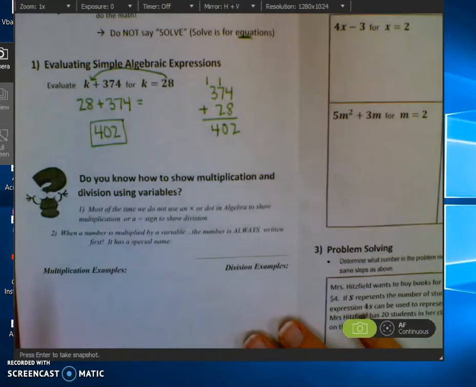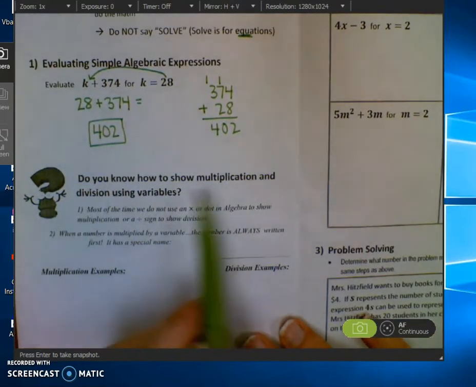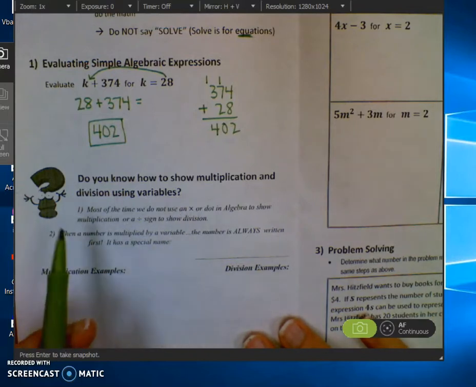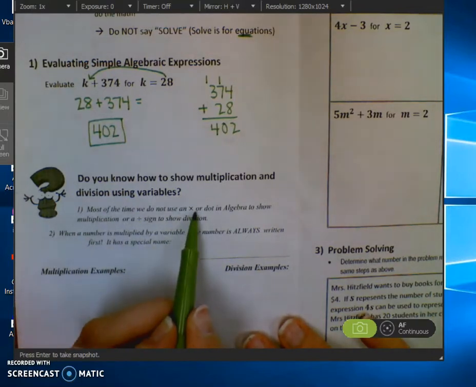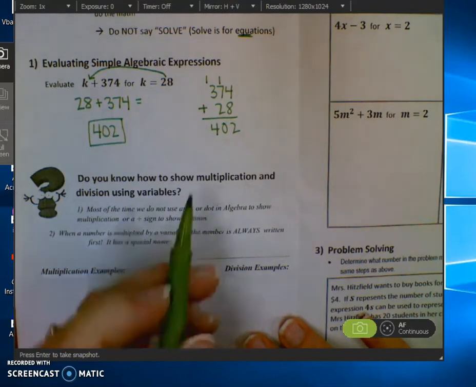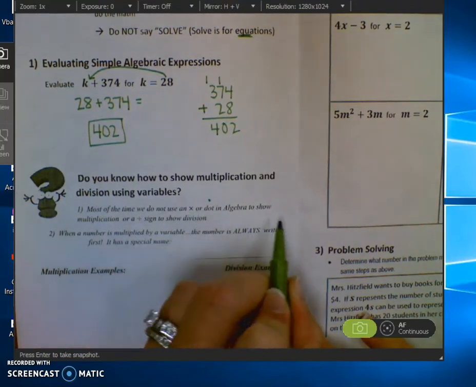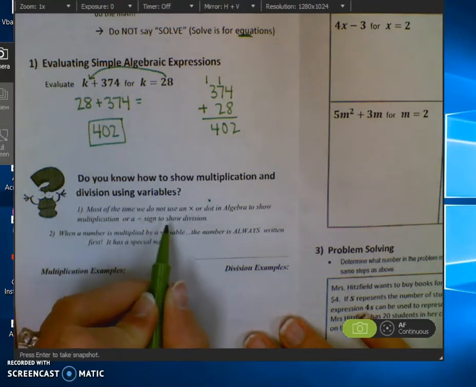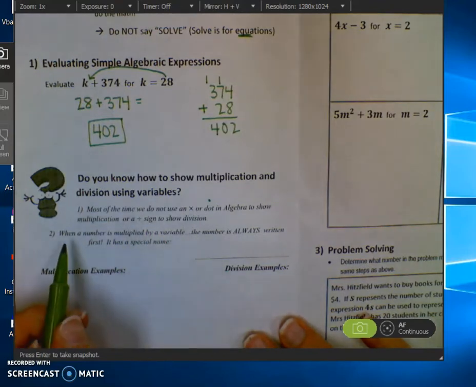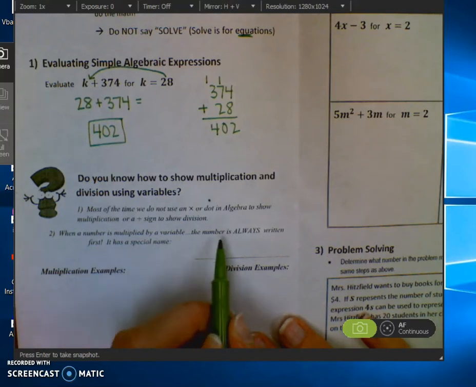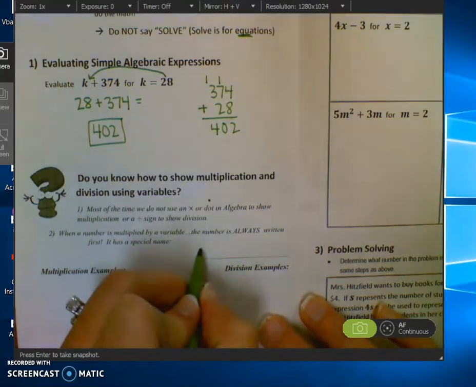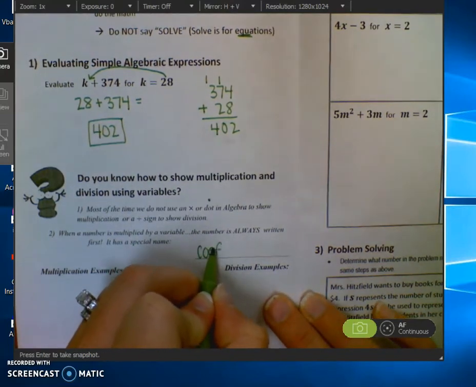When you come down here, it says, do you know how to show multiplication and division using variables? Some basic information still. Most of the time, we do not use a multiply by sign, little x, or a dot in algebra to show multiplication. We also don't use a division sign to show division. When a number is multiplied by a variable, the number is always written first. It has a special name, which we call a coefficient.